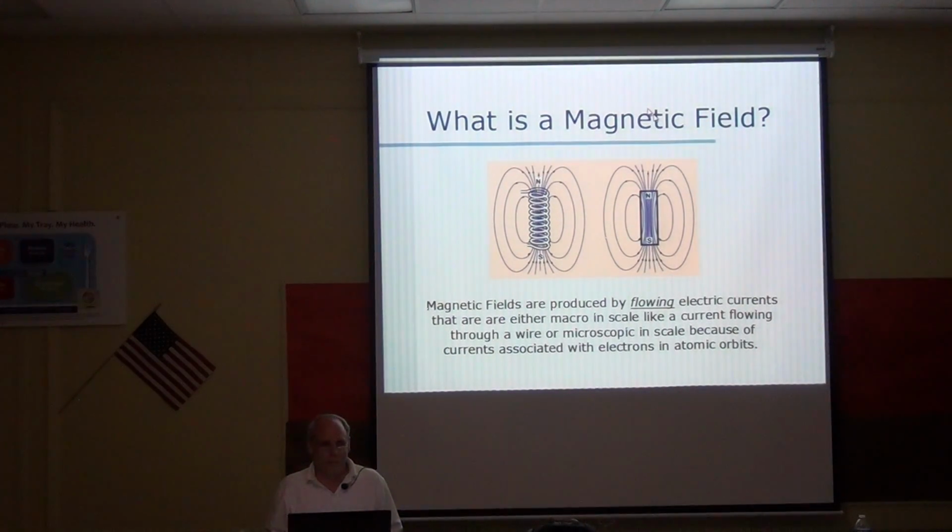So everybody's seen a magnet, but what is a magnetic field in reality? Basically, magnetic fields are produced by flowing electric currents that are either macro in scale, like current flowing through the wire around that little solenoid you see there, or it comes from the flowing currents that are in the magnetic material due to the electrons orbiting around the atoms. So that's basically what a magnetic field is.